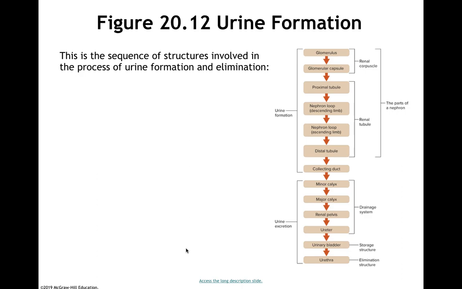From there, we go to the minor calyx, which goes to a major calyx, which ends in the renal pelvis, down the ureter, through the urine to the urinary bladder, and then through the urethra to eliminate.